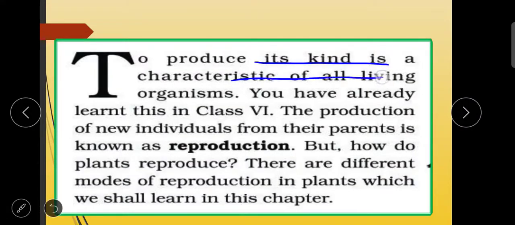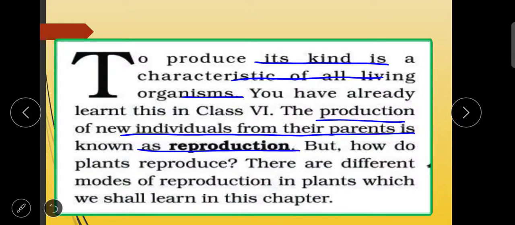So let us learn about it. To produce its kind is a characteristic of all living organisms. This is called reproduction. We have already learned in class 6 also, children, the production of new individuals from their parents is known as reproduction. So underline this definition in your textbook. The production of new individuals from their parents is known as reproduction.